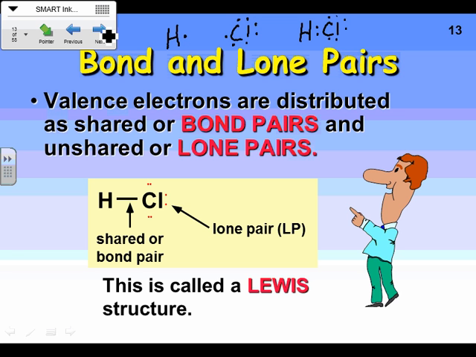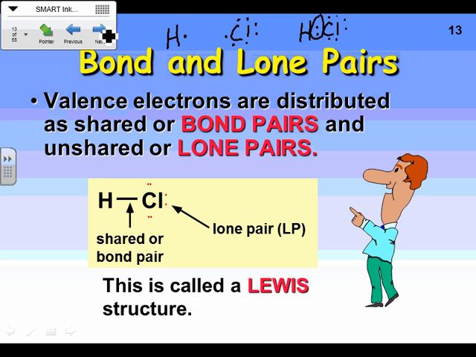And these two electrons right here form a bond between them, because they're both holding on to those two electrons as though they belong to the hydrogen. And the chlorine's holding on to those two electrons as well. So they're bonded.